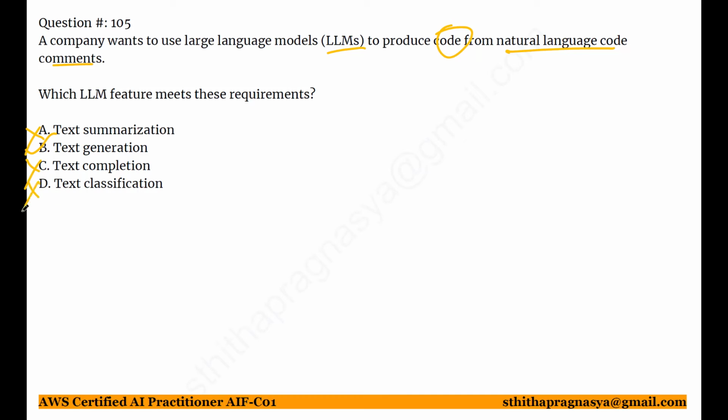How about text classification? This assigns labels or categories to text, for example, spam detection, sentiment analysis. It does not involve generating text or code. This is unrelated to code generation. So what is the answer? Text generation.